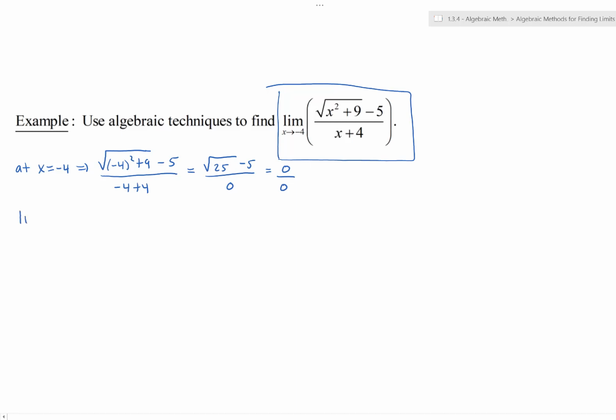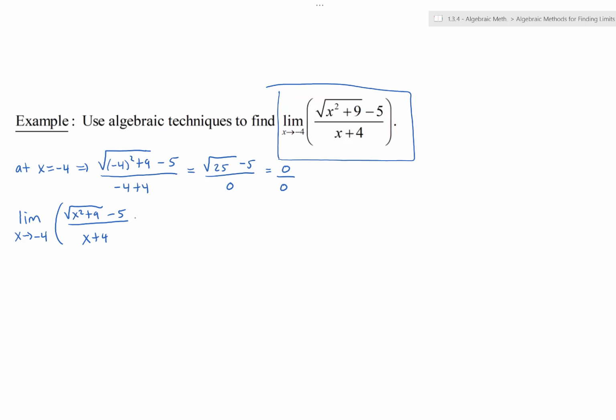So that's what I'm going to attempt to do. Let's take a look. Limit as x goes to -4 of the square root of x squared plus 9 minus 5, all divided by x plus 4. Well, now I'm going to multiply, again, by the conjugate of the numerator.